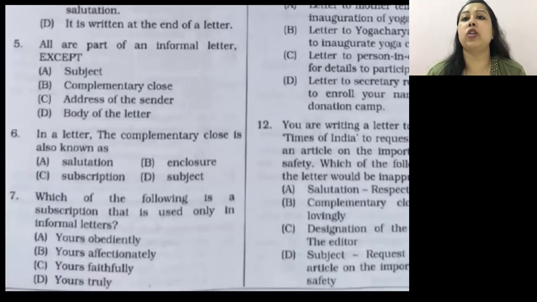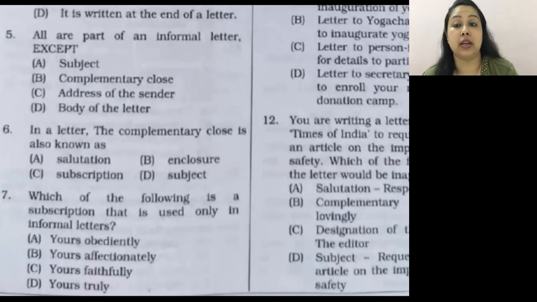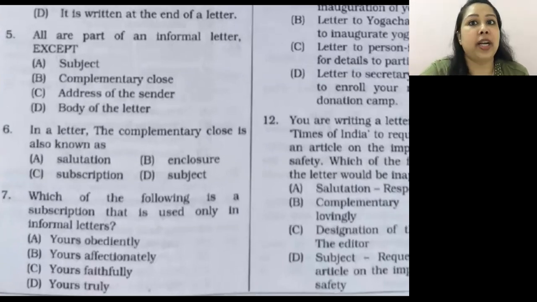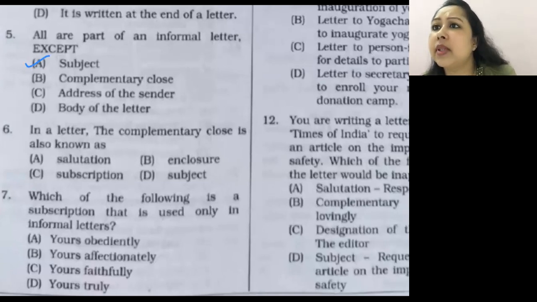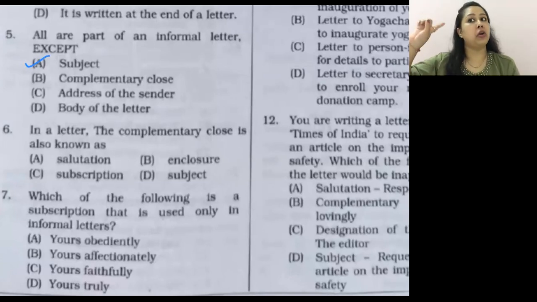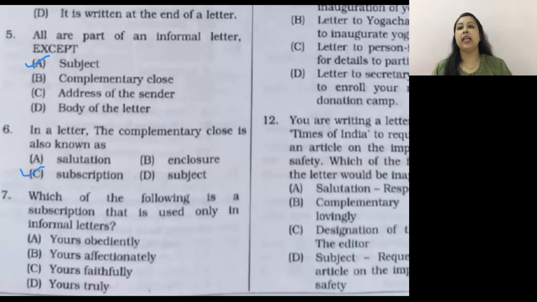Fifth one, all the parts of an informal letter. Okay, subject is not a part of informal letter. Very good, Avishkar. In a letter, the complimentary clause is also known as, I will repeat. No, it is not enclosure. It is subscription. Complimentary clause is nothing but when you are signing off your letter. You are saying thanking you, yours faithfully, or with love, yours lovingly. You put your signature for the formal letter and you end your letter.